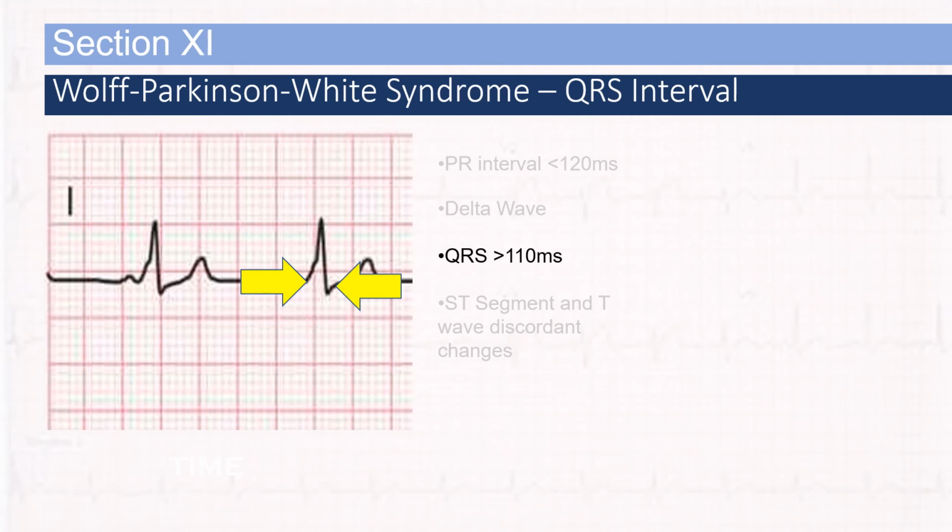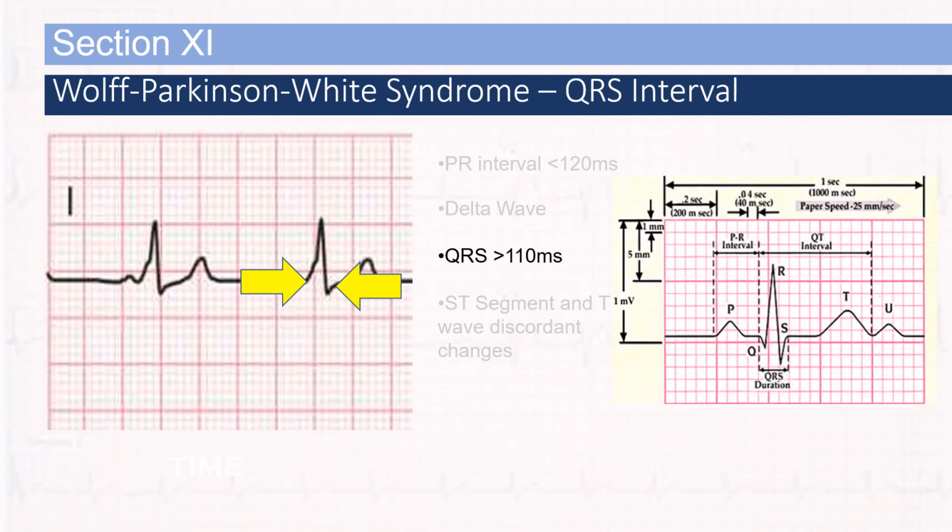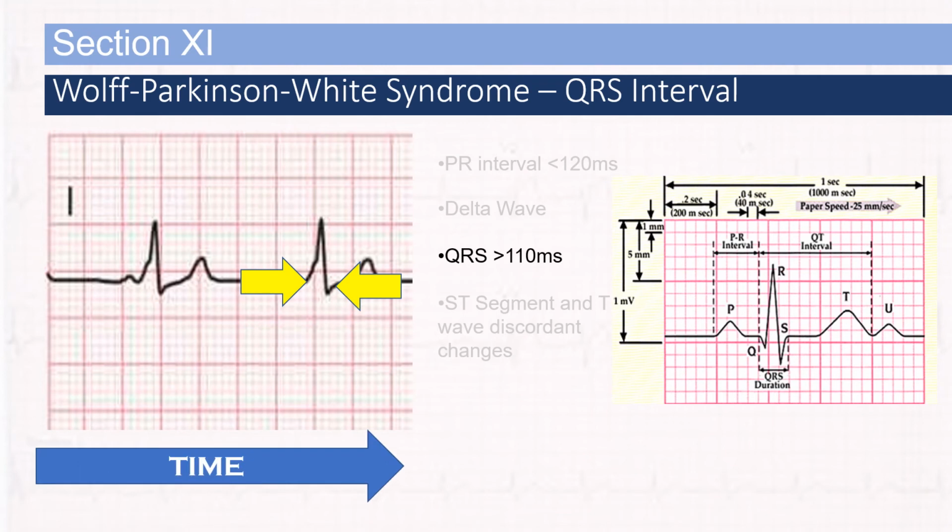The QRS would be greater than 110 milliseconds. Remember, left to right on the EKG is time. I have set arrows delineating the beginning and end of this QRS complex. As you can see, it is greater than 3 small boxes, which would be 120 milliseconds.